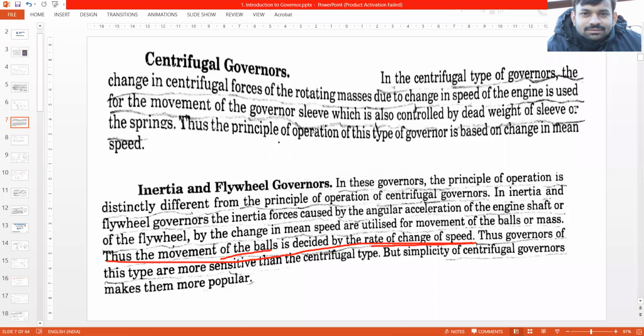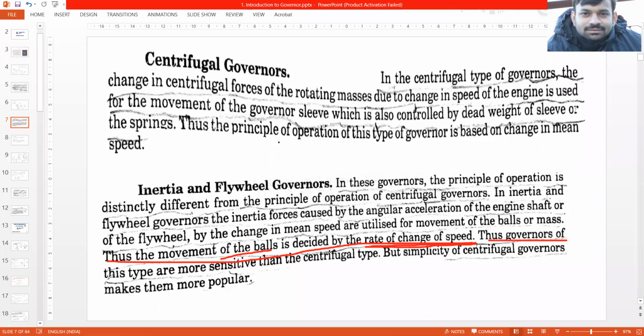In centrifugal governors the change in speed is used, but in flywheel or inertia type governors, the rate of change of speed and the change in speed are both used. What is the rate of change of speed? It is nothing but acceleration.